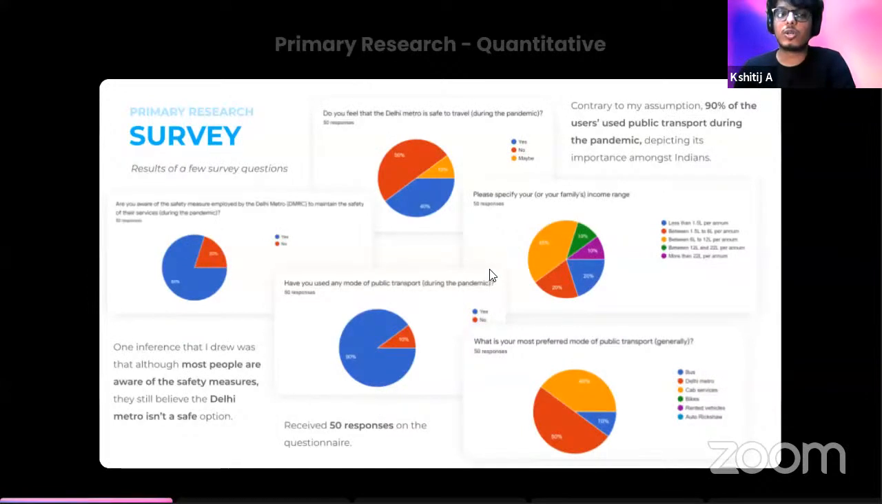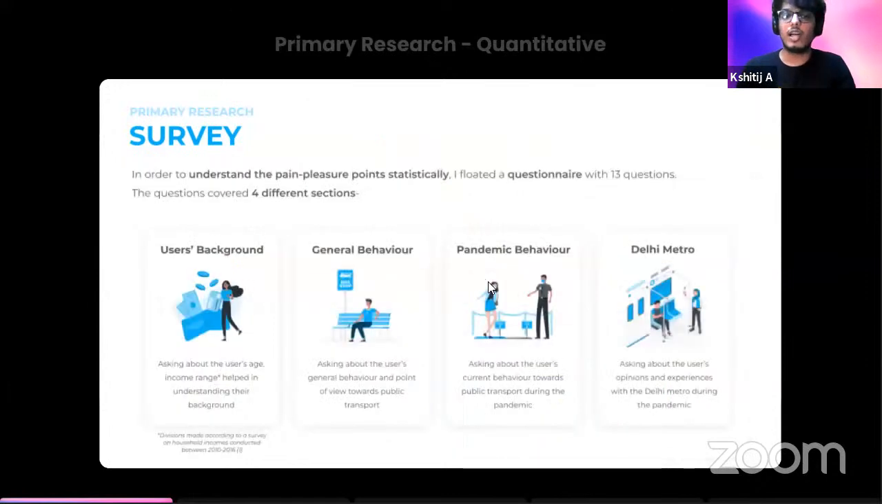Okay. So whenever you're making a quantitative form or a questionnaire, try and divide that into certain sections that you want to answer. So in my case, I wanted to understand the transportation system during COVID and after COVID, especially for Delhi Metro. So what I had done was I started the questionnaire with understanding the user background, like who are these people, what's their income, how do they work, and so on.